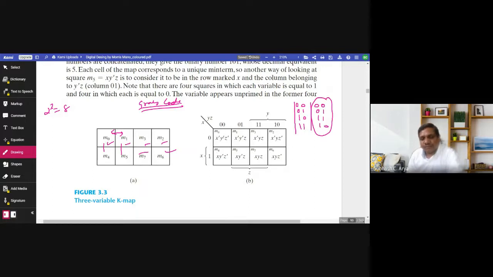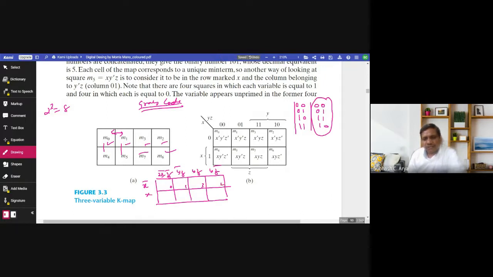So you see here, I will redraw it for you. You can see 1, 2, 3, so 8 cells. Then here I will take x bar and x. This is y bar z bar, y bar z, y z, y z bar. And now see, this is x bar, y bar, z bar, which means 0. X bar, y bar, z is 1. X bar, y, z is 3. X bar, y, z bar is 2.